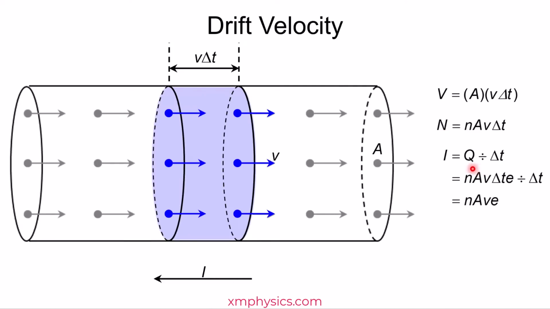Current is just the rate of flow of charges, right? So we have this amount of charges crossing this section in duration delta t. Now notice I have to multiply by the charge of an electron, because this is the number of electrons. I have to multiply it with the charge of each electron to get the total charge. So we end up with this expression here: I equals nAve.